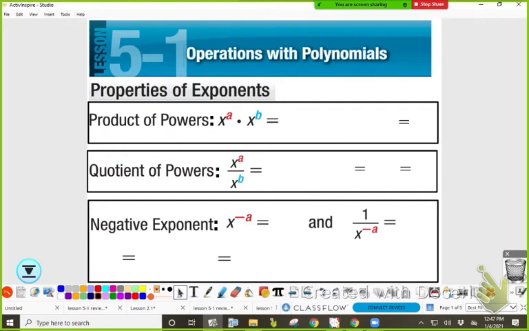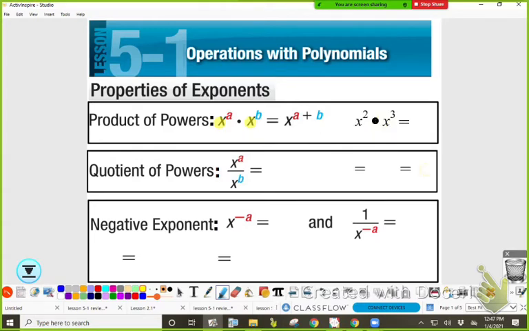The product of powers: if you are multiplying the same base, so what I mean by base, if you don't remember this, the base is the variable, x and x. So if you're multiplying x to a power times x to a different power, you're going to add the exponents. So when you're multiplying the same base, you add the exponents.